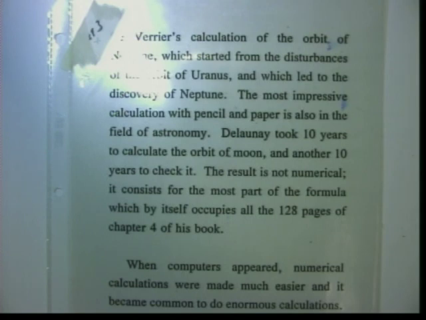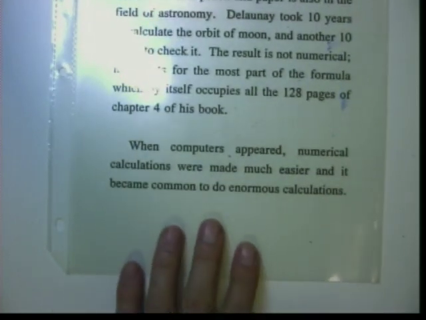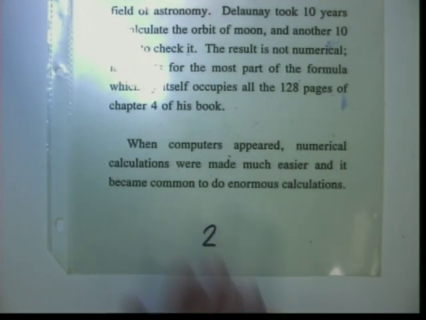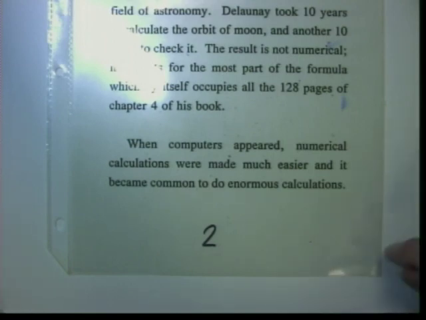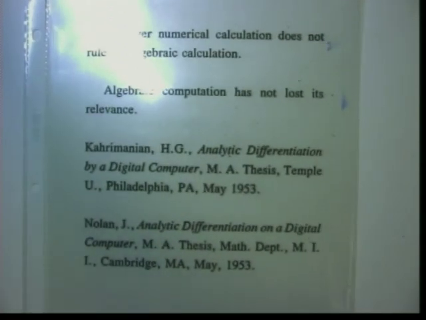Just 15 years ago, this calculation was conducted again by Maxima in 1 hour. Maxima is one of the computer algebraic programs. Nowadays, that can be conducted within 15 minutes. Now, what he spent on 20 years of his life. Okay? When computers appeared, numerical calculations were made much easier, and it became common to do enormous calculations, of course. However, numerical calculation does not rule out algebraic calculation.